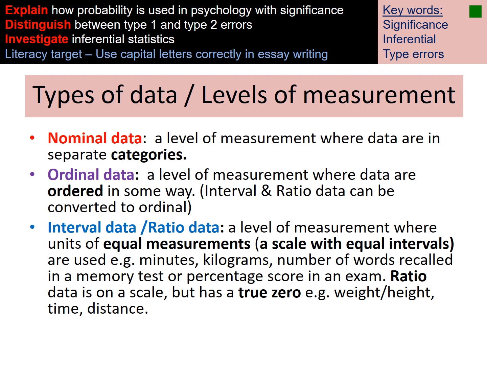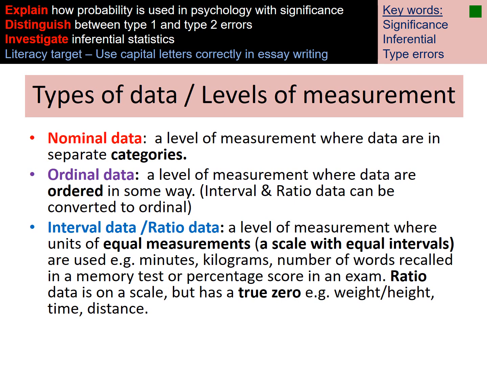Moving on now to types of data. Now there are 3 levels of measurement, which is also known as types of data, that you are required to understand within your exam, and they're nominal, ordinal and interval. I've put here interval/ratio because the Edexcel specification that I focus on doesn't require you to understand the difference between the two. Now, nominal data is a situation where we've got separate categories.